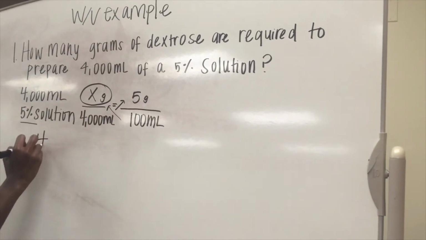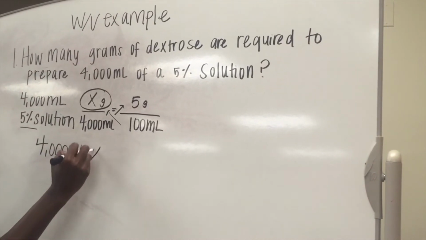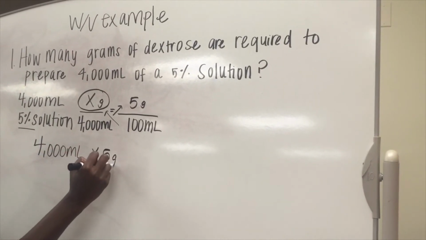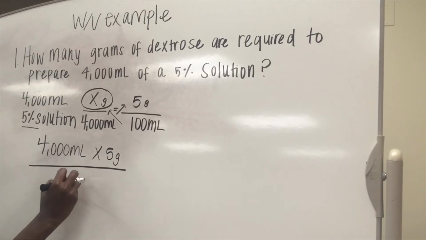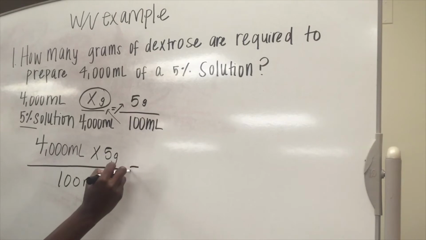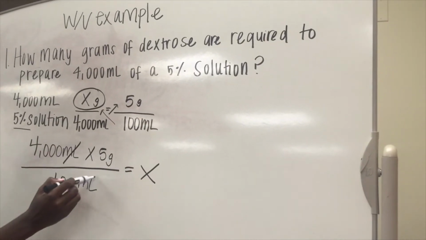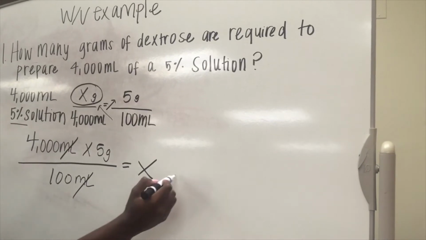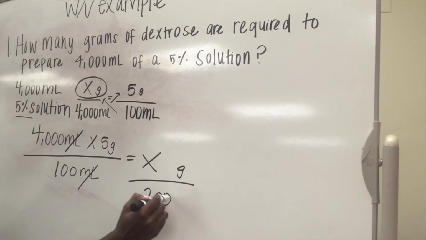You do 4,000 mLs times 5 grams divided by 100 mLs equals, if you cross out the mLs, you're left with your answer in grams. And the answer is 200.